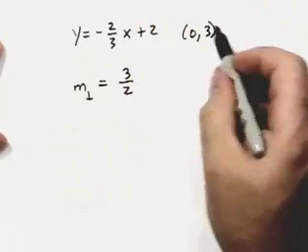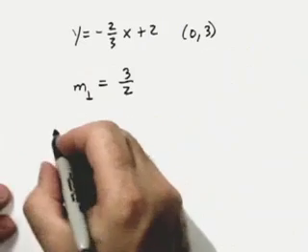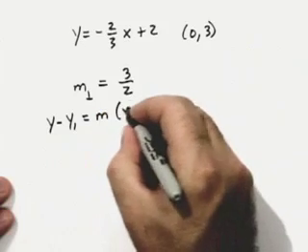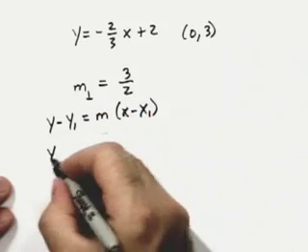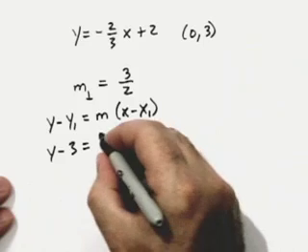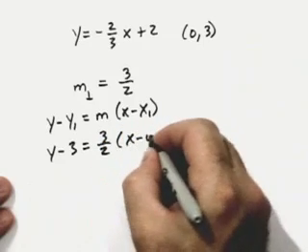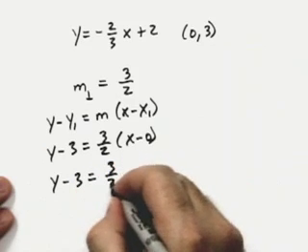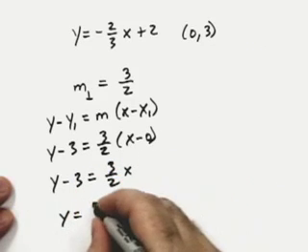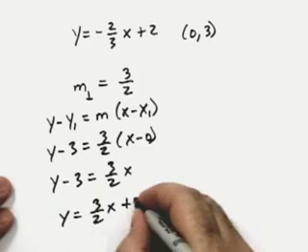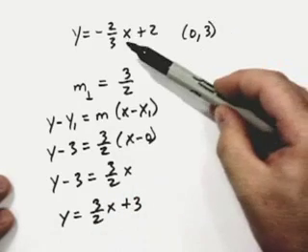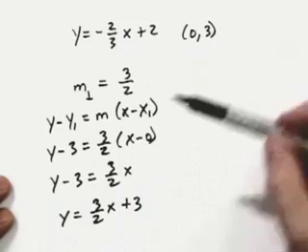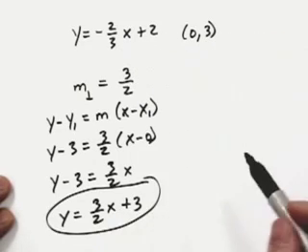Again, we have a slope and a point. We can use our point slope form, y minus y1 equals m times x minus x1, or y minus 3 equals 3/2 times x minus 0. We'll get y minus 3 equals 3/2 x, or y is equal to 3/2 x plus 3. So the equation of our line that's perpendicular to the given line that passes through the point (0, 3) is y equals 3/2 x plus 3.